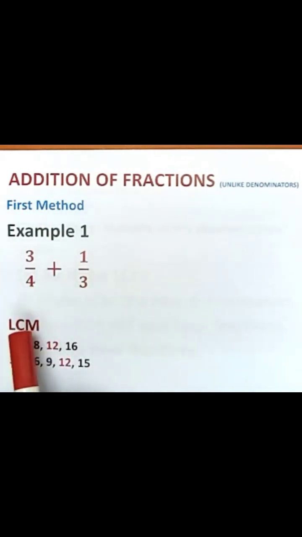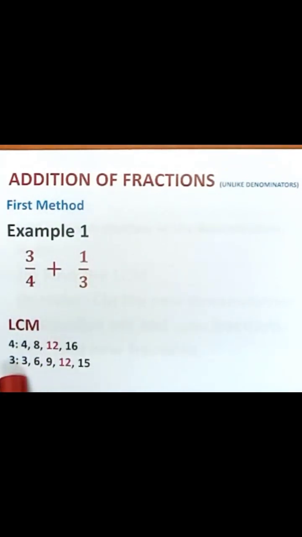You bring each of the denominators. The first denominator here is 4. And then you find the multiples of 4. How do you find the multiples? Very easy. 4 times 1 is 4. 4 times 2, 8. 4 times 3, 12. 4 times 4, 16. So take probably the first 4 or the first 5 multiples: 4, 8, 12, and 16.